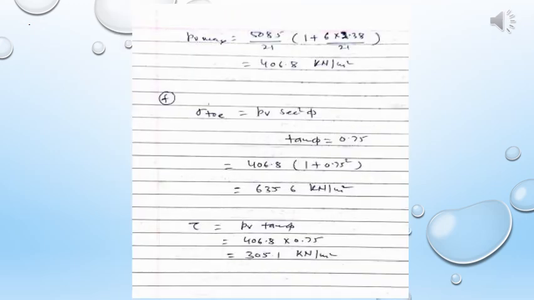Then PV maximum comes out by putting in all the values. Then the principal stress at the toe is PV sec square phi. Tan phi is given as 0.75 in the figure. So find out the value of sigma at the toe as well as tau at the toe.